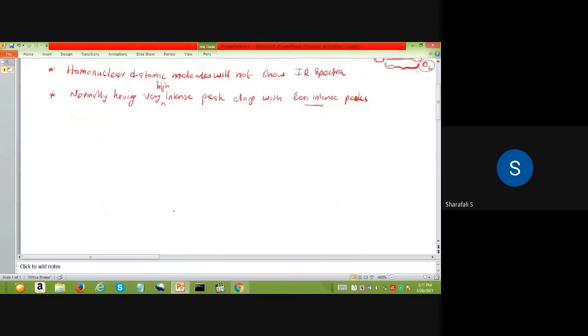So basically, we can say these vibrations as stretching mode vibration, and then we have bending mode. In stretching mode, we have symmetric stretching as well as anti-symmetric stretching. And in bending mode, we have the other four modes.